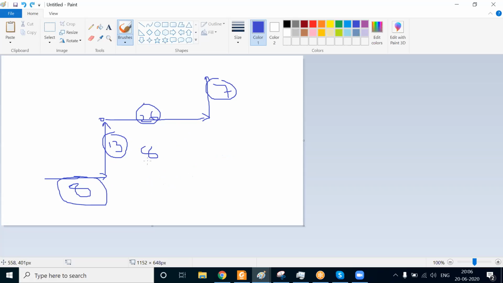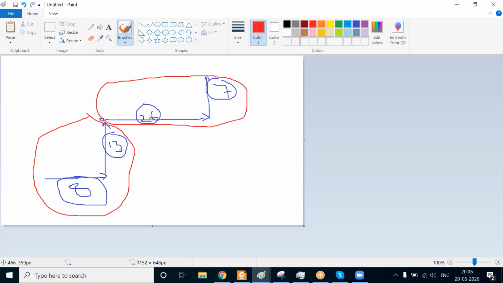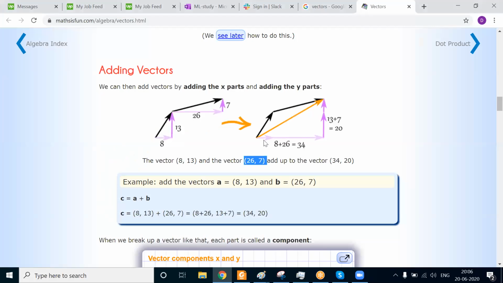I want to sum the two vectors. This is one vector, the one I'm marking in red color, this is vector number 1. Clear? And this is vector number 2. Now, if I want to sum this, then x is summed with x and y is summed with y. So 8 plus 26 will be 34, because x is summed with x. And 13 plus 7 will be 20. So this is how the summation of the two vectors comes out, which is 34, 20.